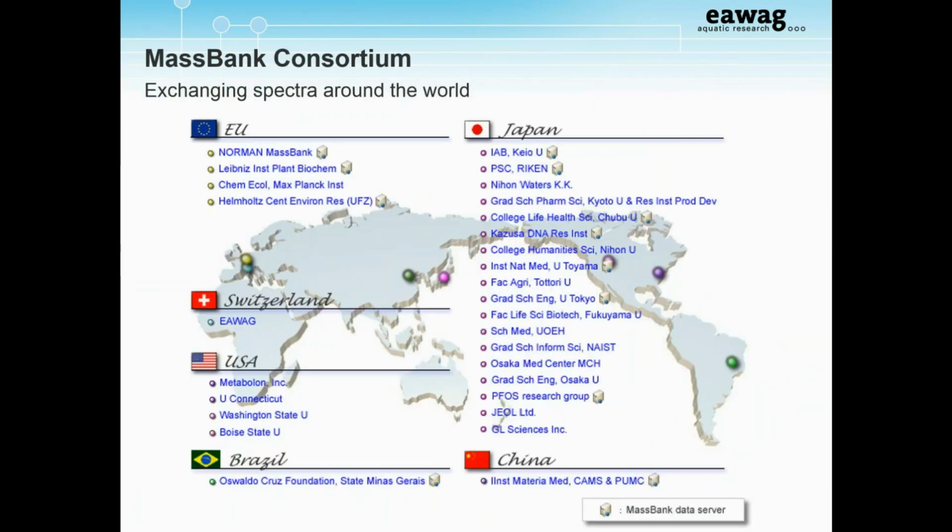The nice thing about MassBank is that it was really the start of exchanging spectra around the world. What you can see here is a list of all of the different consortium members. There are a couple missing. Of course, there are a lot of groups in Japan because this is where it all started, but it's gradually moving throughout the world. What you can see marked on the picture are the different MassBank servers. These were the ones originally part of the distributed system, which is no longer quite as active as it was.